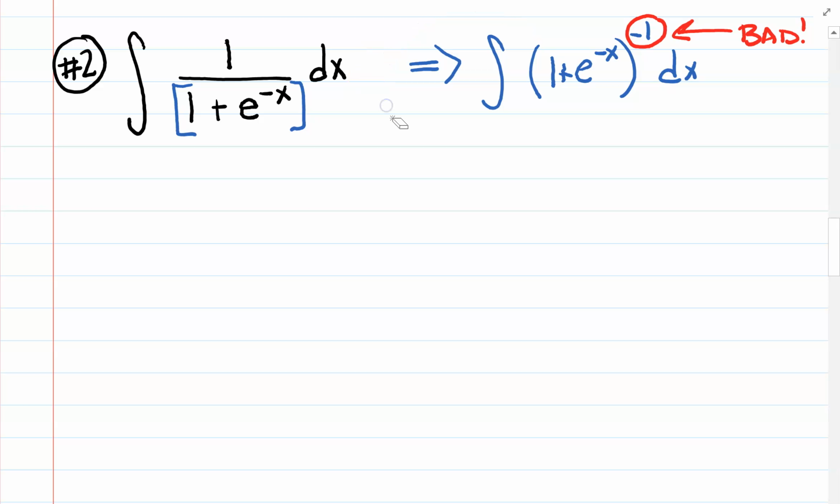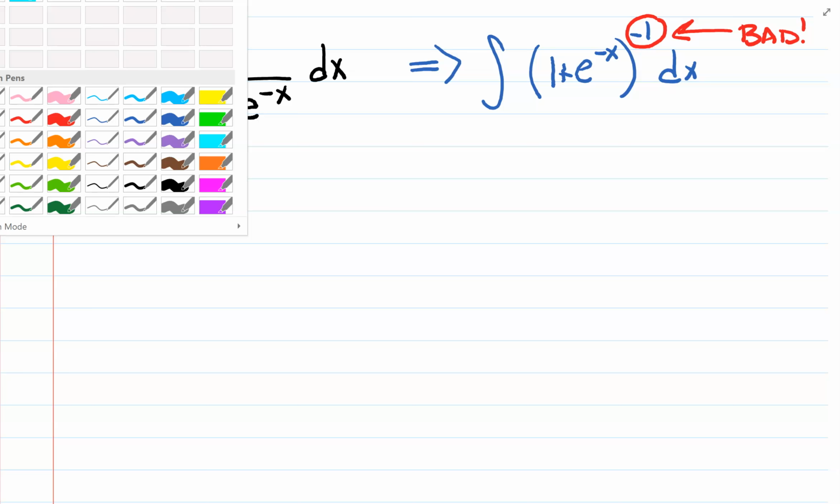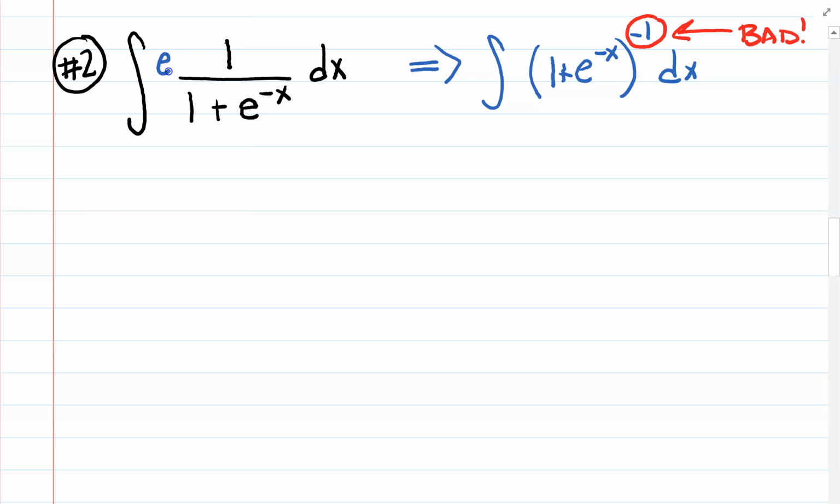So instead, we have to create a different approach. The way you get yourself out of this one is you're going to multiply top and bottom by e to the x. First of all, you should recognize that you're just multiplying by a factor of 1, so we're not changing the nature of the expression to begin with. And look what this does for you.